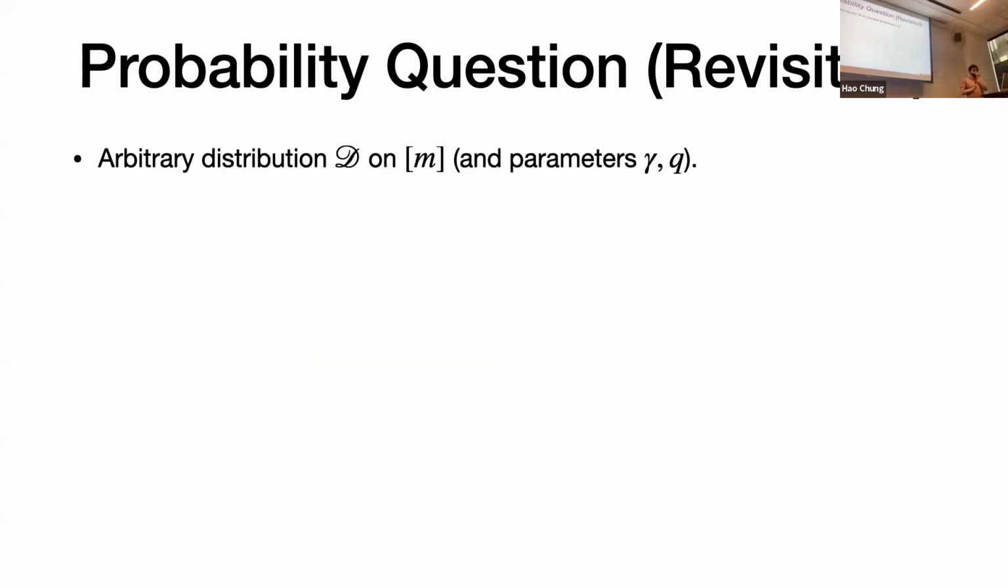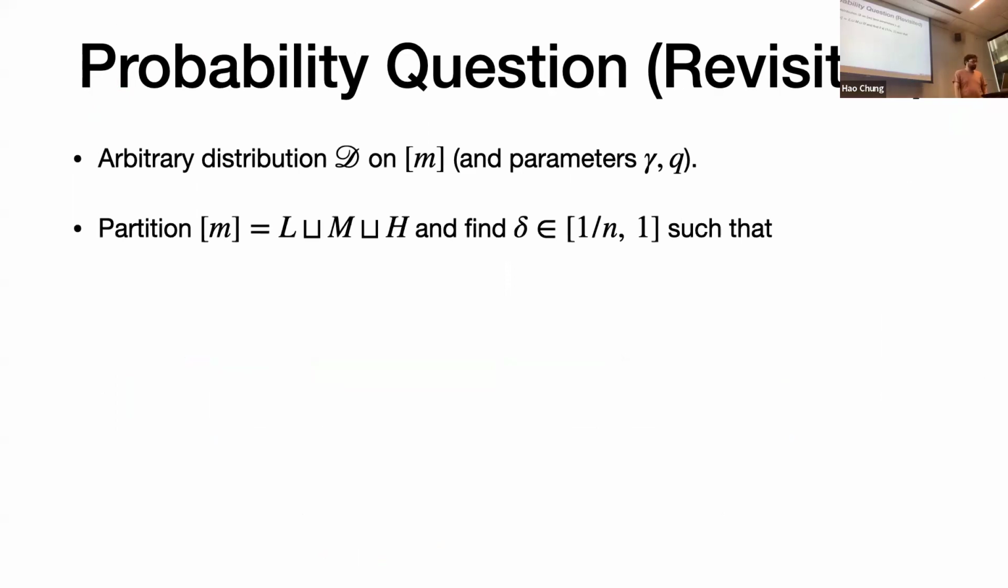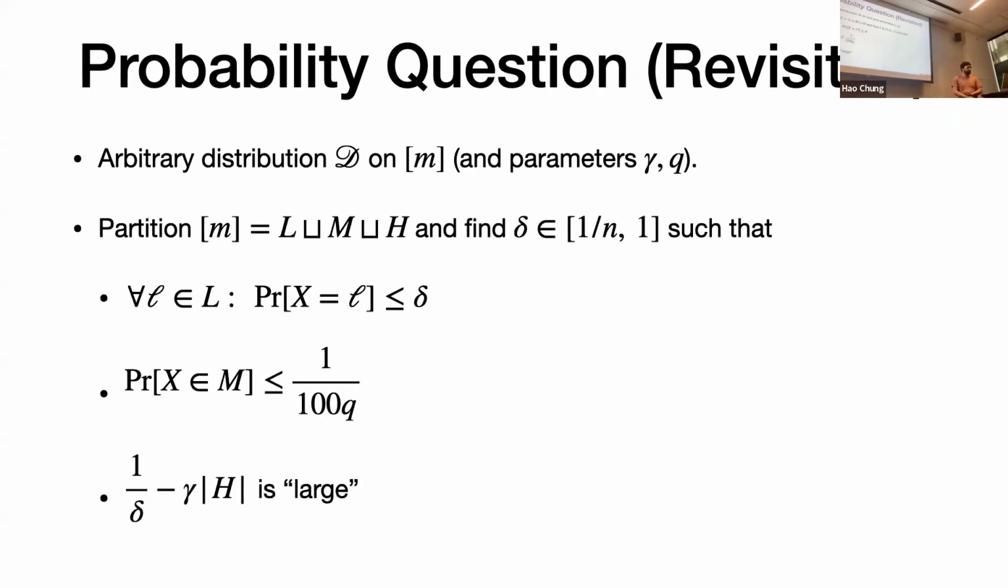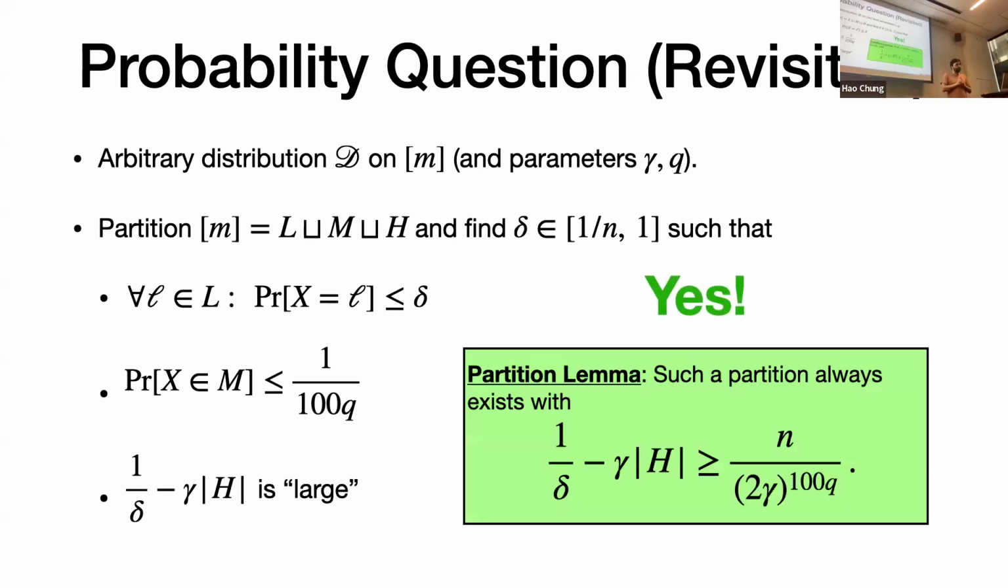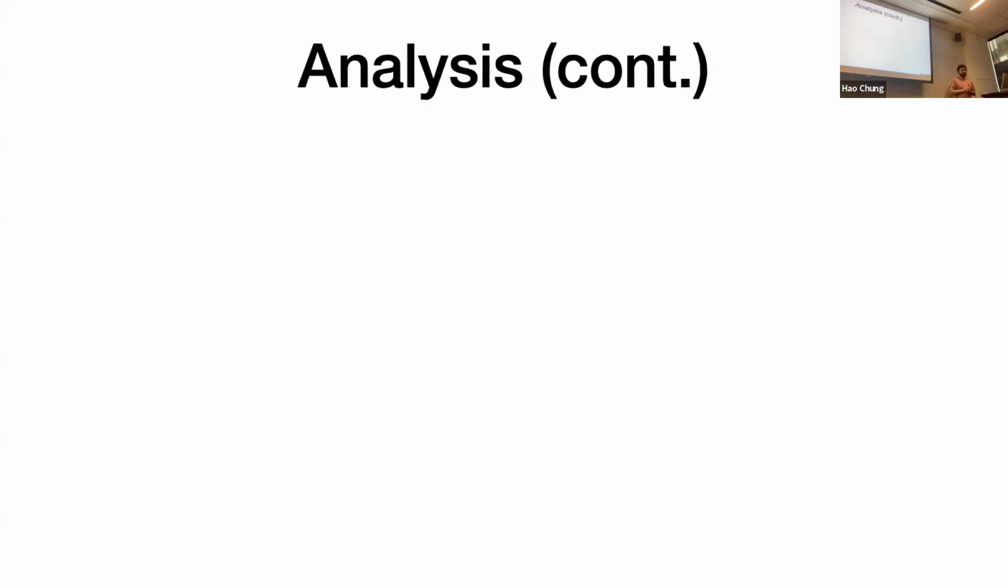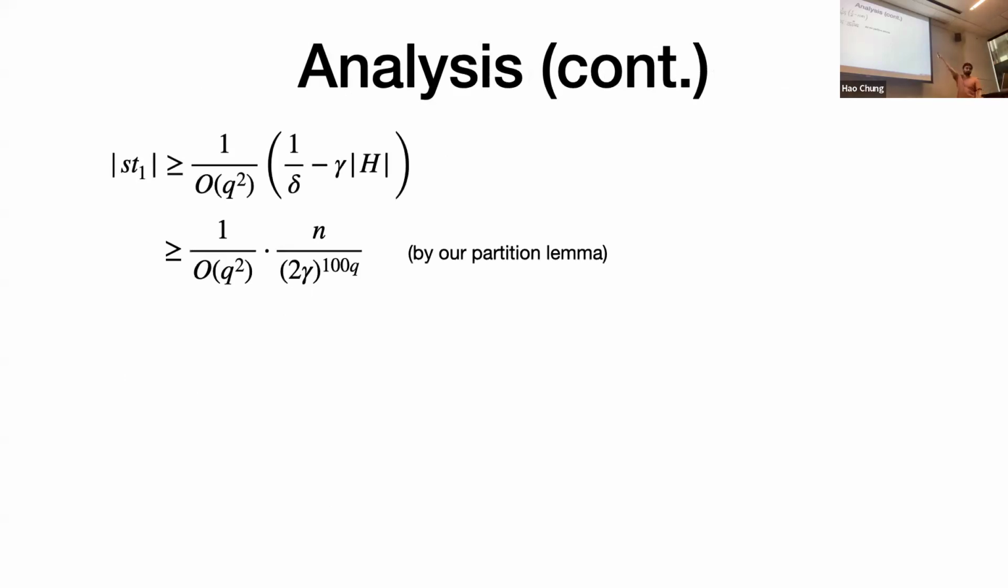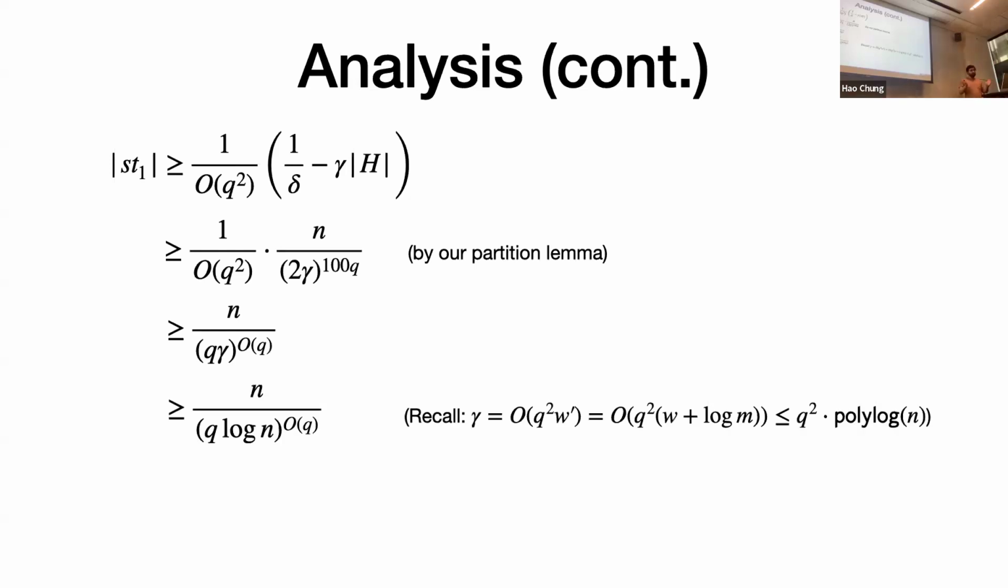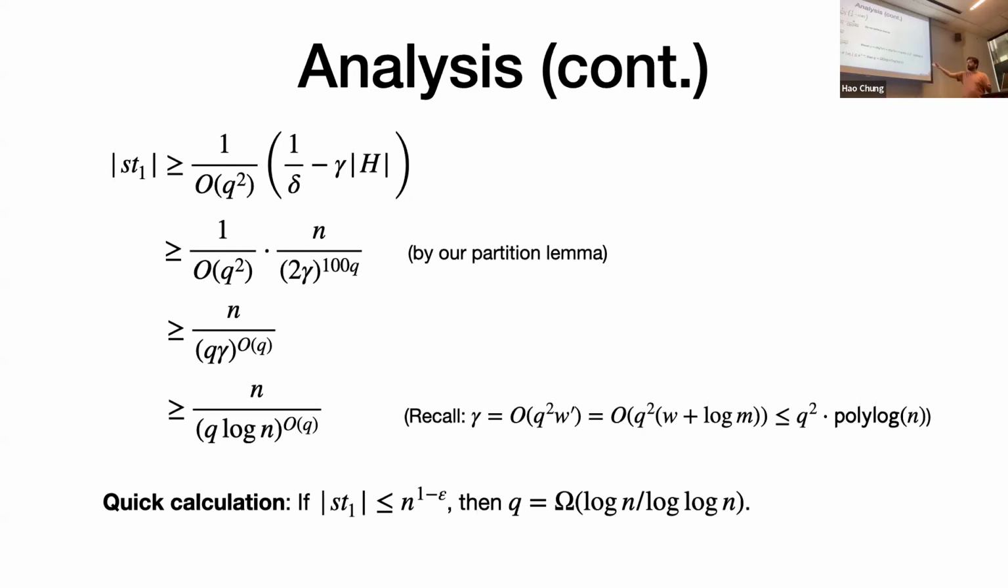Okay, so let's think about this probability question with the updated version. We have some distribution D. We want to find some tripartitioning so that everything in the light set has probability at most delta, the total probability of M is at most 1 over 100q, and this quantity 1 over delta minus gamma times h is large. Can you do this? Thankfully, yes, you can. We show that such a partition always exists with this parameter dependence. Don't worry about it too much for now, but it's n over roughly, think of gamma as polylog, so it's n over polylog to the 100q, or n over polylog to the q. Plugging in this quantity for 1 over delta, I'll save some arithmetic, but we get this lower bound that says that if the local state is at most n to the 1 minus epsilon, as we assumed at the very beginning, then the query complexity has to be at least log n over log log n.